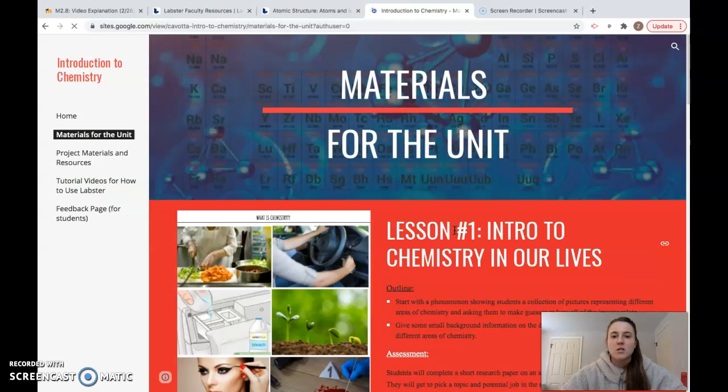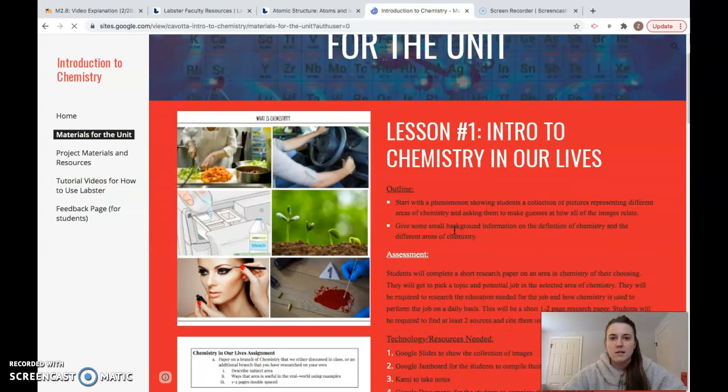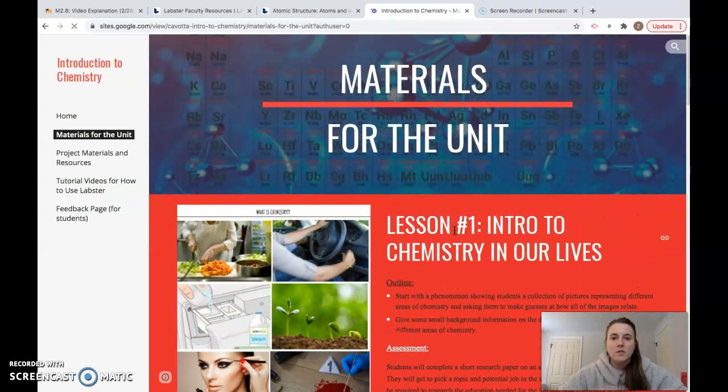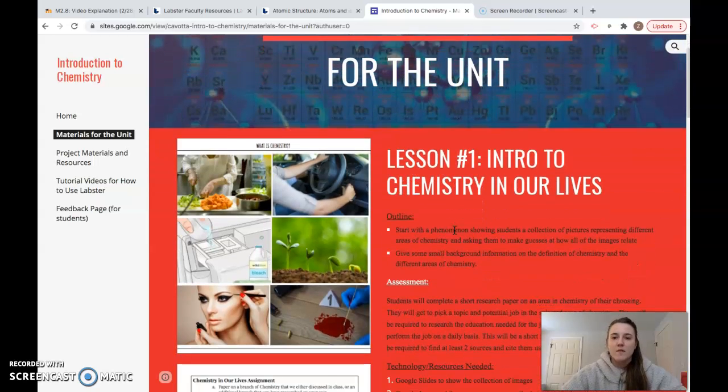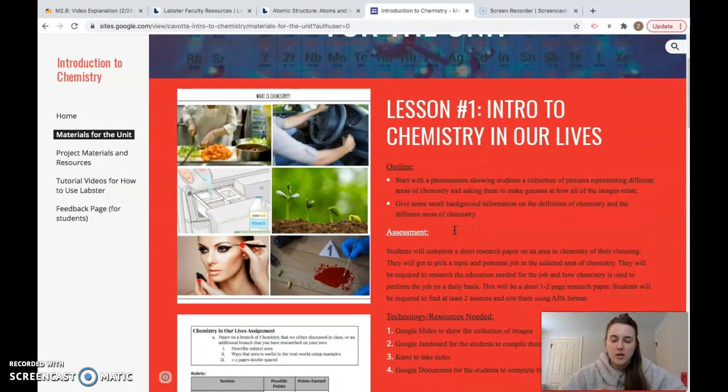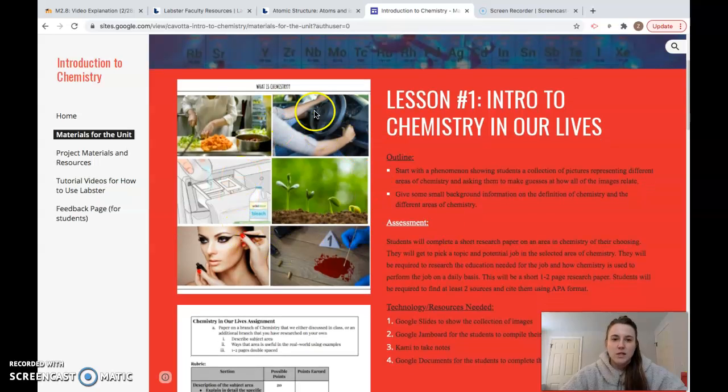Some other things I made some progress on was I spent some time on my materials for the unit page. So I uploaded 4 lessons that I would incorporate to then have the end goal being my students complete the final project using Labster. So I have my first lesson here where I introduce chemistry using this picture that has to do with a bunch of different subject areas of chemistry.